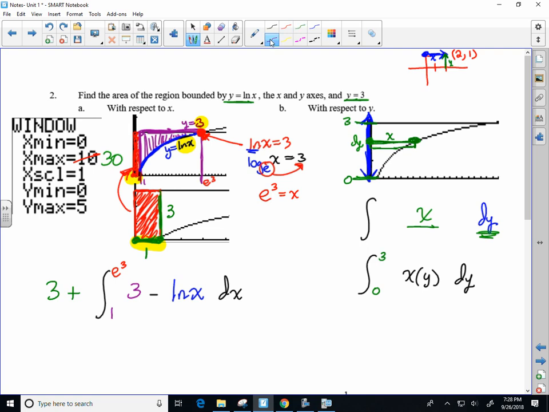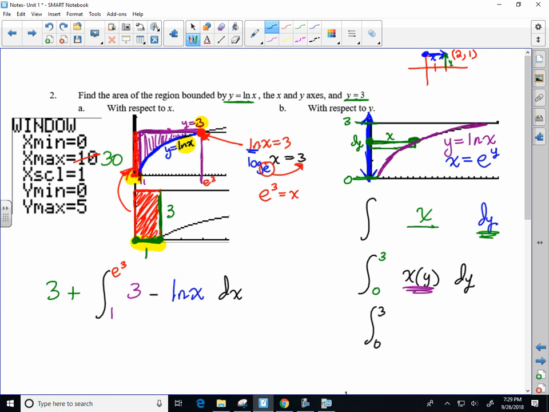The only challenge that remains is coming up with a function of x in terms of y related to this curve. So this curve was y equals the natural log of x. But I want to write it as x equals. What does x equal? e to the y. The rationale behind that is the same as the rationale over here. Instead of ln of x equals 3, I would say ln of x equals y. e to the y equals x. So now I have a function solved for x in terms of y.